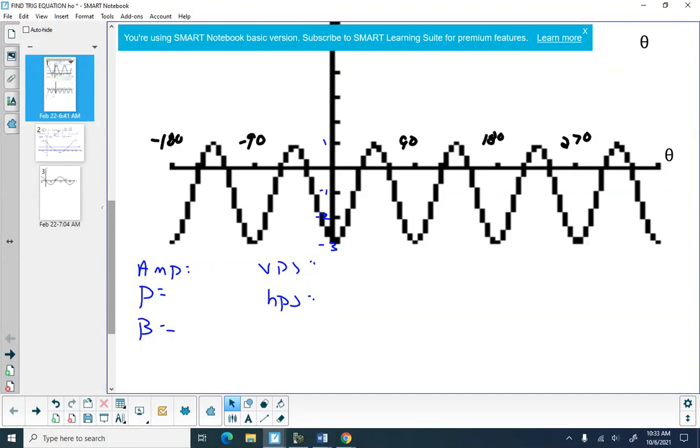Go from peak to peak or valley to valley. Find the period. Once again, you could go peak to peak or valley to valley. Does not matter. Once you calculate the period, calculate your B value. B value is calculated by 360 divided by the period.